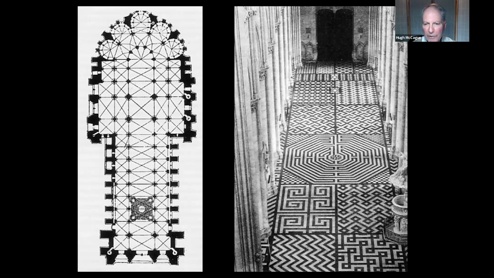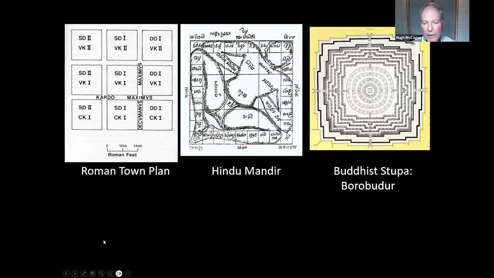For various reasons in the Christian tradition, Christ was associated with the east and the sun, S-U-N, of justice, and also paradise being in the east, and many other reasons. We can also think of this not only in the Christian tradition, but in the Hindu mandir.